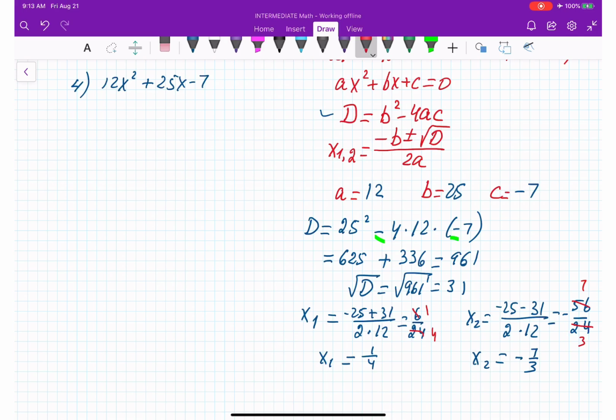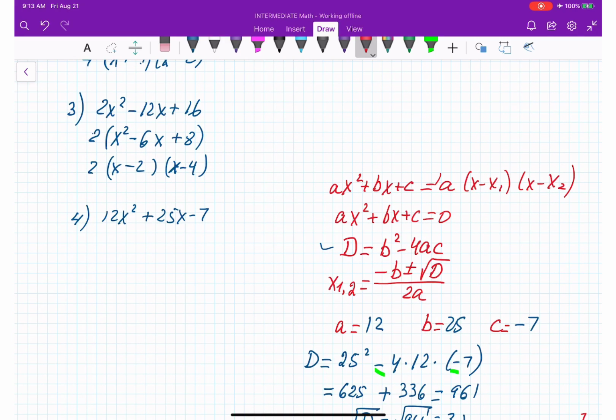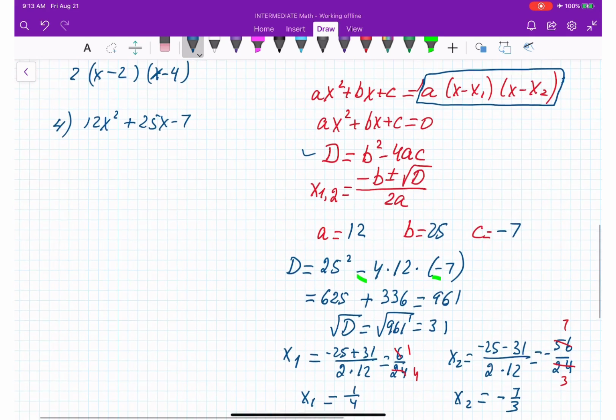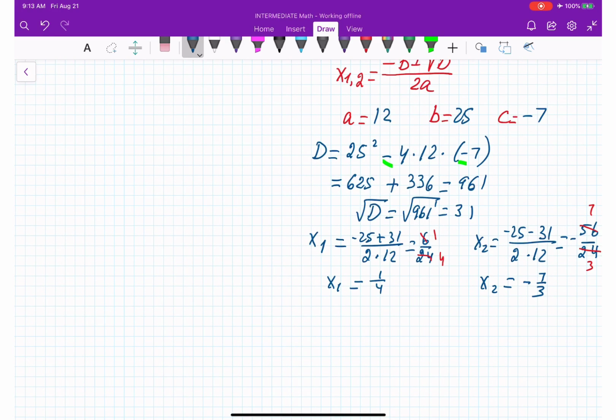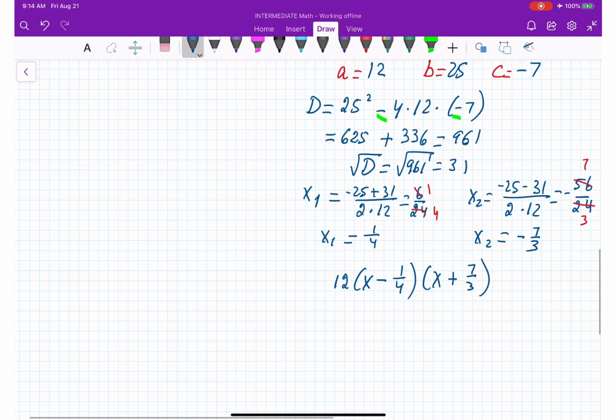Okay, so following this format, a times x minus x1 and x minus x2, this is going to be a times, my a is 12, x minus x1, let's say minus 1/4, and then x minus x2. x2 is negative 7 over 3, so minus negative 7 over 3, I will end up with plus 7 over 3. So every time when a root is negative, it will end up with plus, because you end up with two negatives, right?